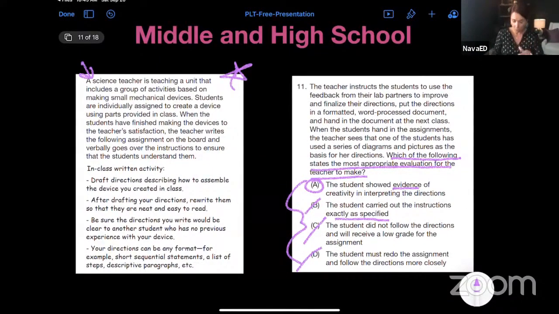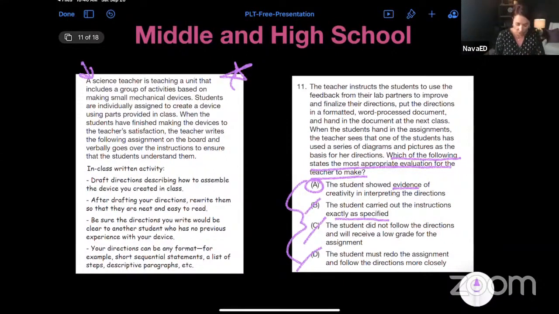Now, let me just look at the question stem. Which of the following states the most appropriate evaluation the teacher could make? I still don't know yet. Let me read the whole question. I've done experiments where I've taken these tests and never read the question and just went on the answer choices and I've passed, just so you know, but I do not want you to do that because this is about your career. So don't do that, but definitely use our methods here.